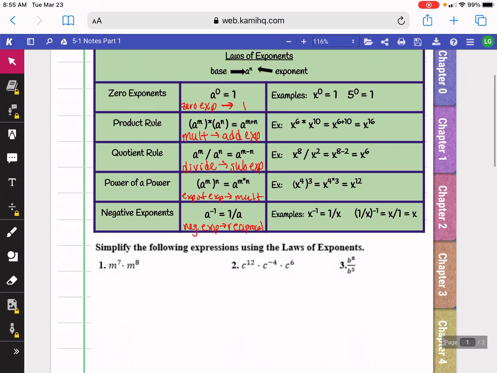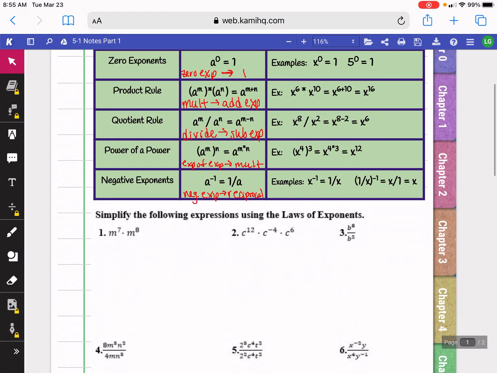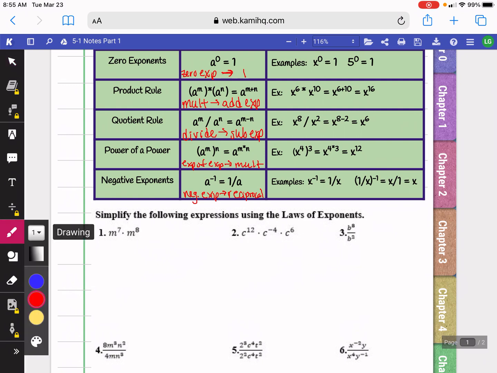So here we have some examples. In our first example, we have m to the 7th times m to the 8th. This is a multiplication problem. When we multiply, we add exponents. So we're going to add 7 and 8 together, and we get m to the 15th. Our next one's also multiplication, so we're going to add exponents. So we're going to add 12 plus negative 4 plus 6. That becomes 8 plus 6, or c to the 14th.